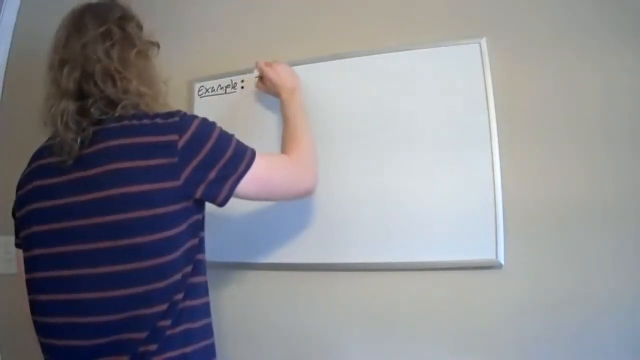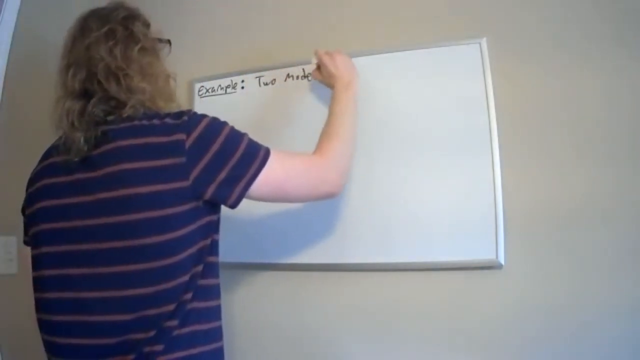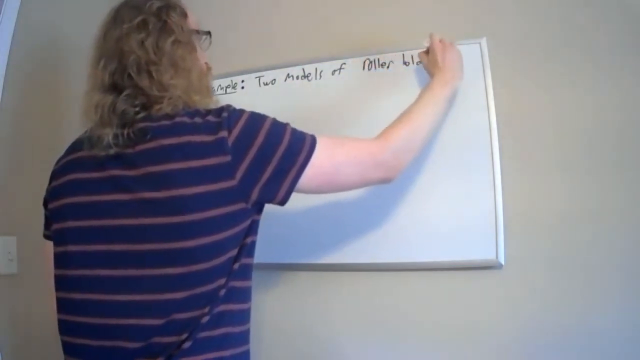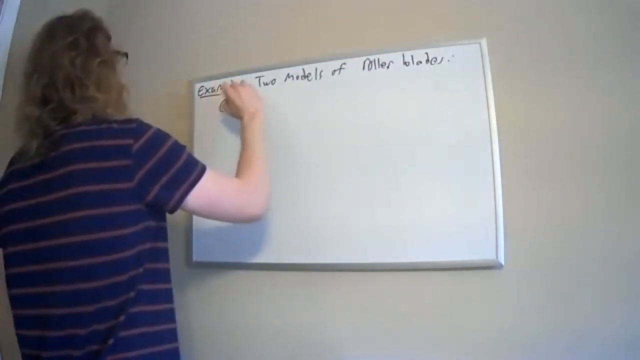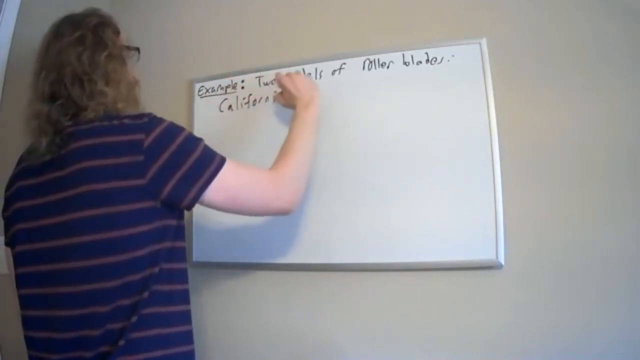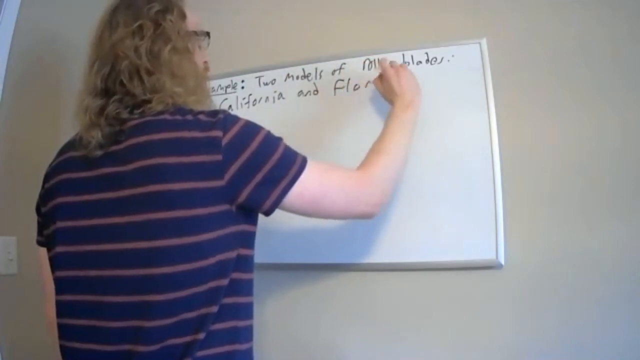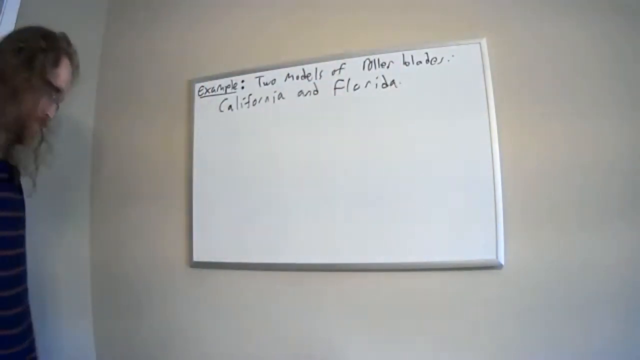So there are two models of rollerblades. Maybe these models are called California model, and the other one is Florida. So these are just two different styles of rollerblades that they make. Okay.